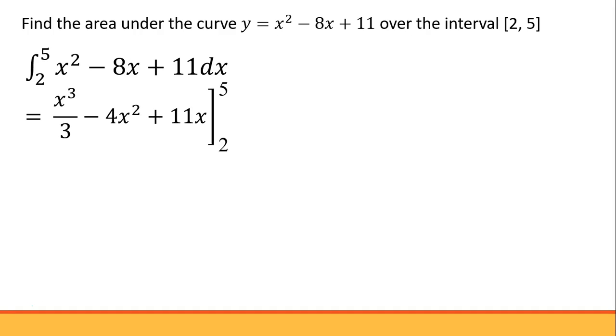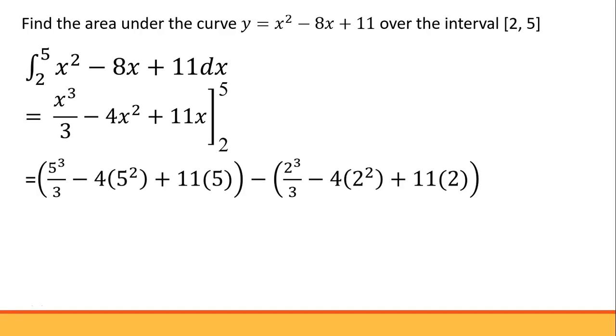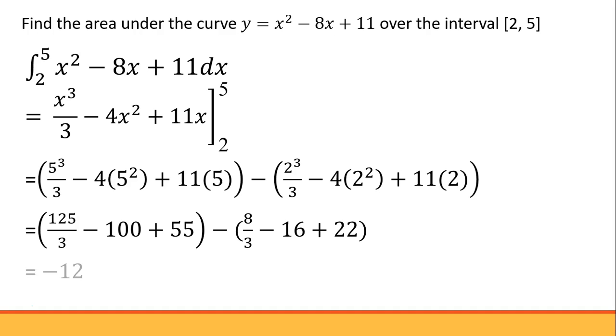The antiderivative is x to the third over 3 minus 4x squared plus 11x, which we're going to evaluate at 5 and at 2, and then subtract those two values. So we'll substitute 5 for all of our x's, and we'll substitute 2 for all of our x's. And once again, lots of arithmetic to be done to simplify. And we end up with a value of -12.